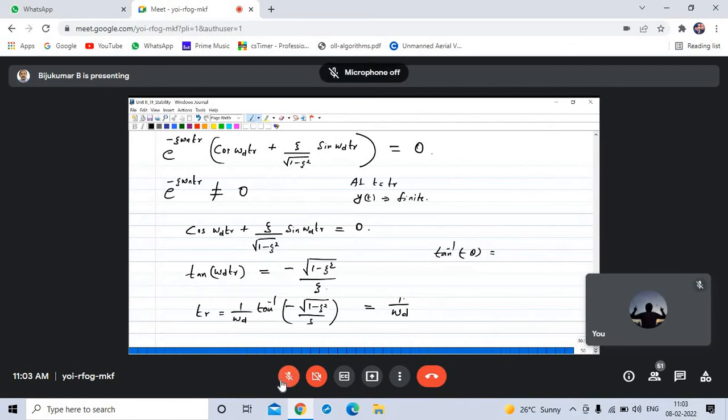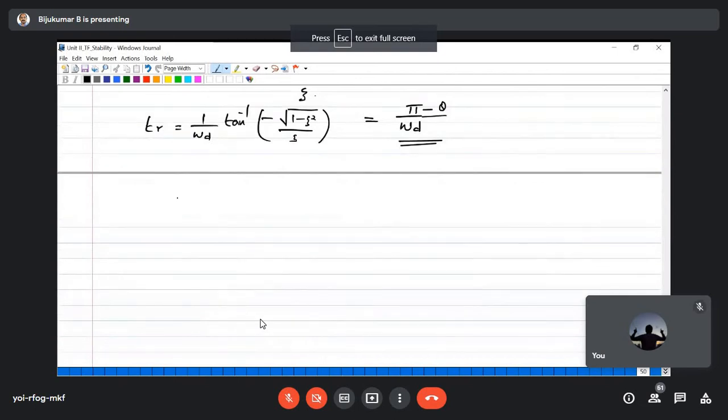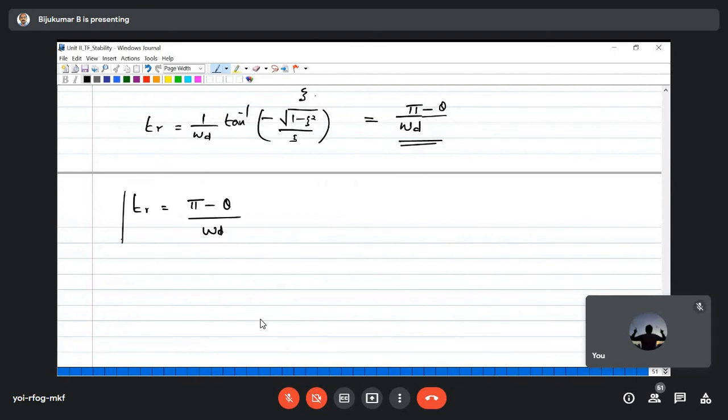Can I write like this? Pi minus theta, where theta is tan inverse root of 1 minus zeta square by zeta. Can I write like this? Yeah. So what is theta? We will see now. tr is equal to pi minus theta divided by omega d. So this is the relation. This you keep in mind. What is theta? We'll see.